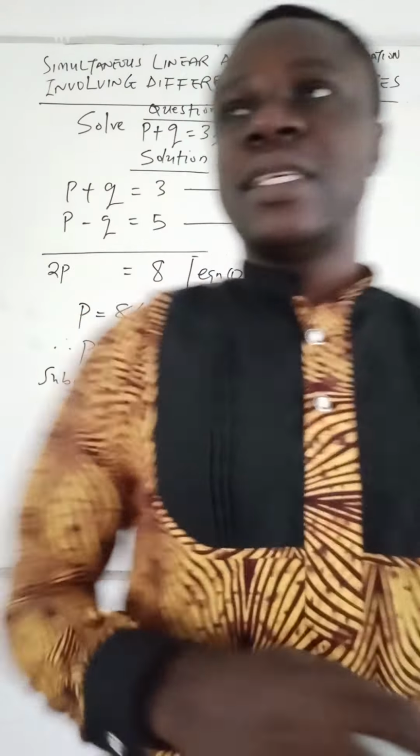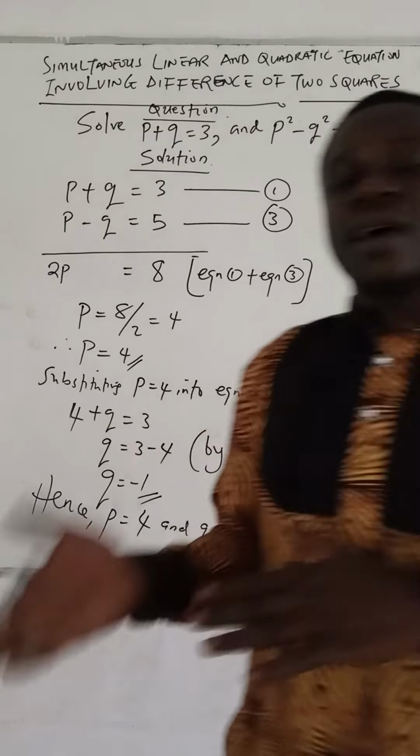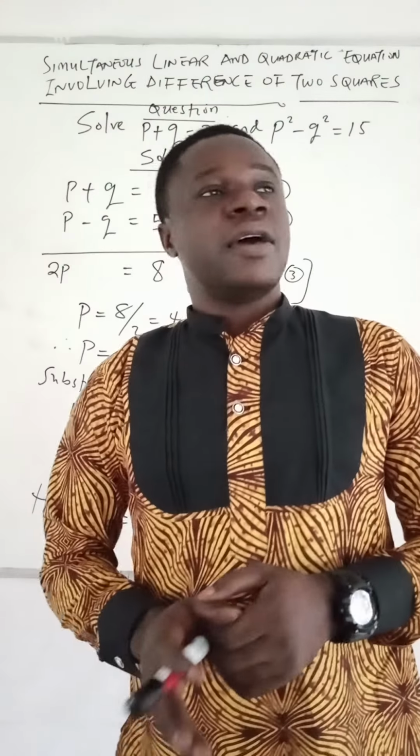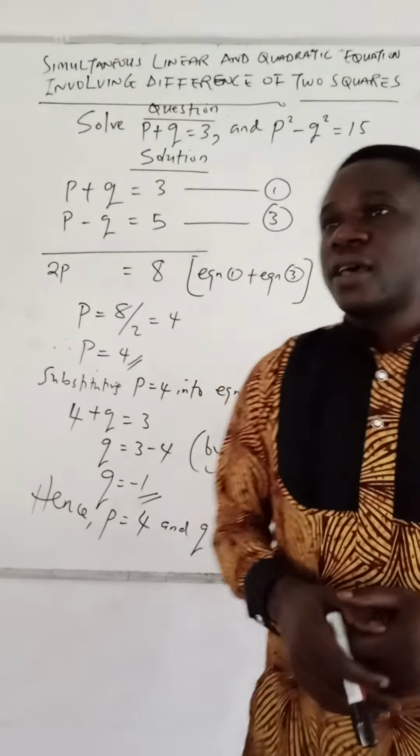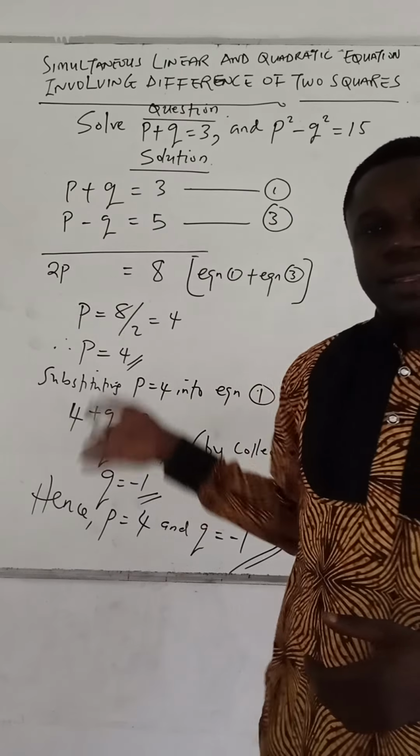I believe you now understand how you can solve a system of simultaneous equations where one is linear and the other quadratic, involving difference of two squares, by following the approach we just considered.